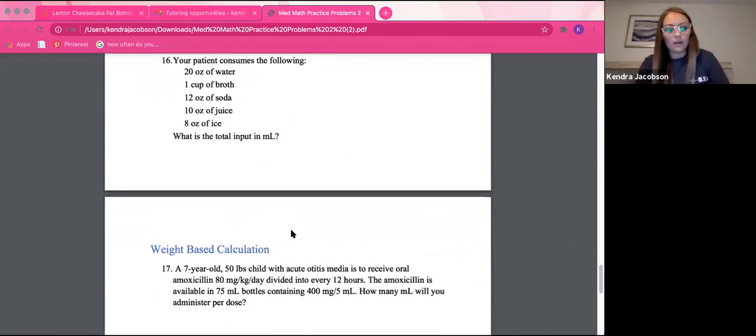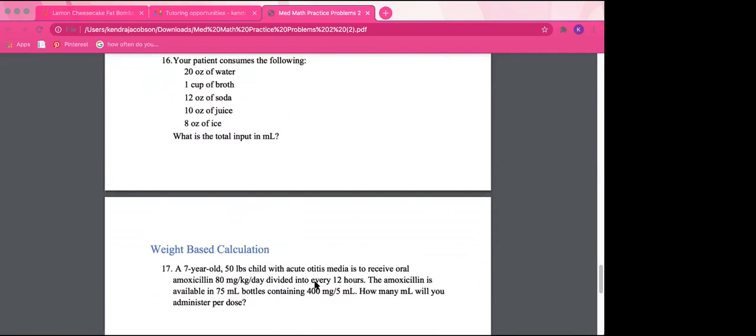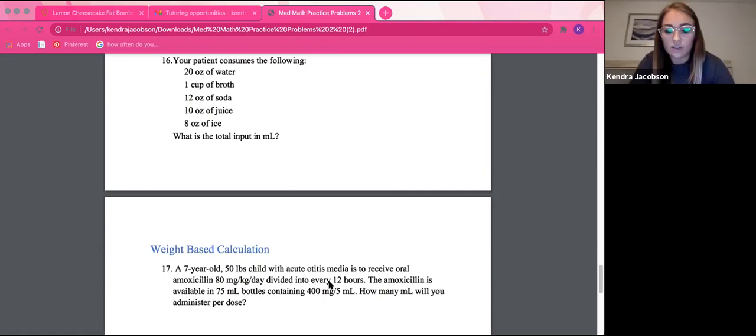Okay, we're going to go on to this one. A 7-year-old who is a 50-pound child with acute otitis media is to receive an oral amoxicillin, which is going to be 80 milligrams per kilogram per day, which is going to be divided into every 12 hours. So how many doses per day would we be giving this? 2. Yep, that's right.